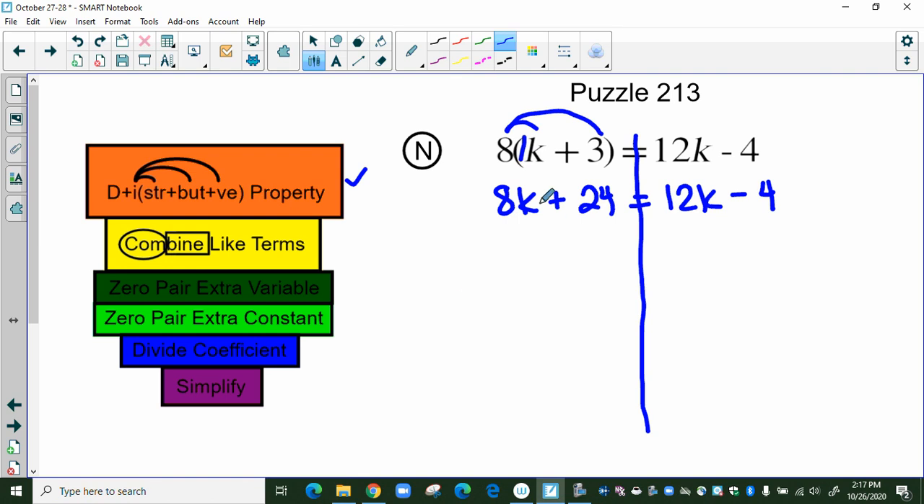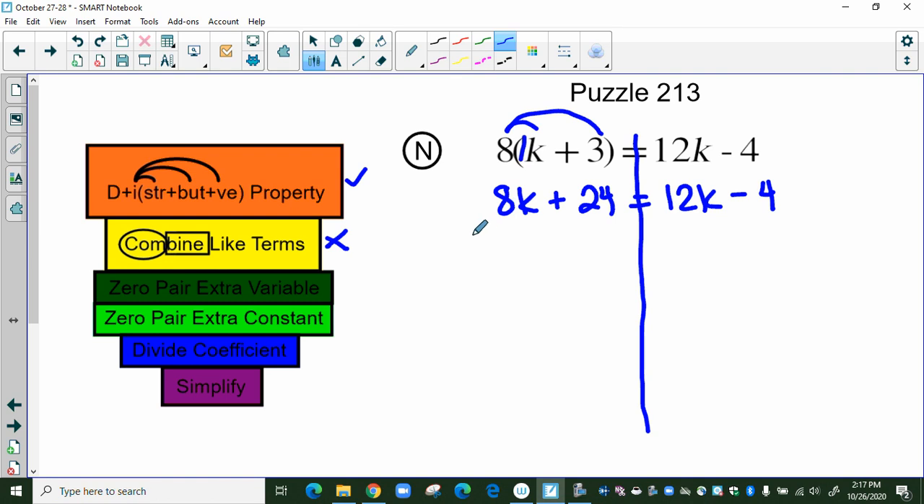I still don't have like terms. On the left, I have a k and a constant. On the right side, I have a k and a constant. So still no like terms. But I do have 2 variables. There's a k on the left and a k on the right. We're going to eliminate the smaller one. And in this case, it's the 8k.